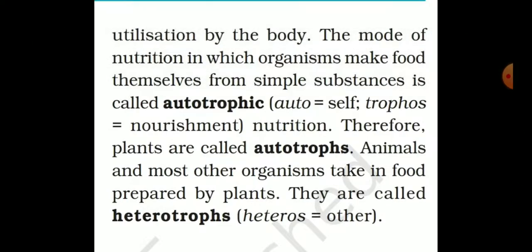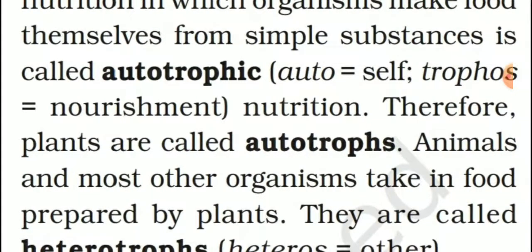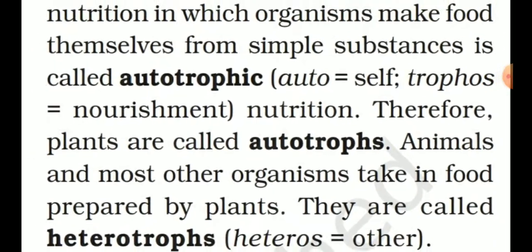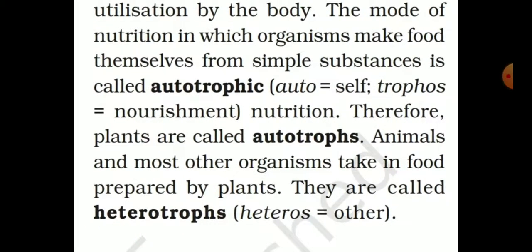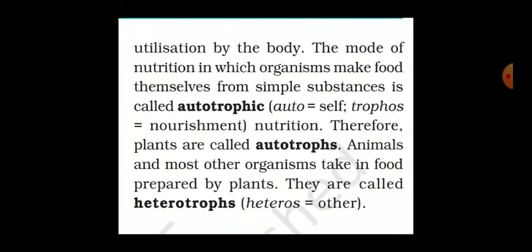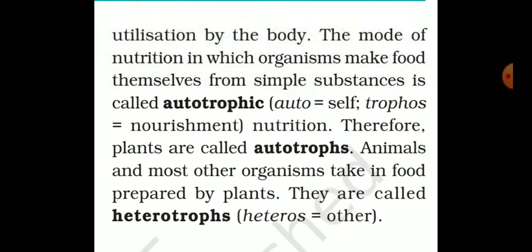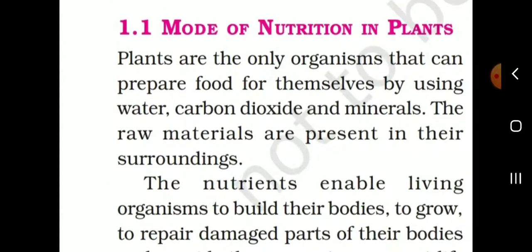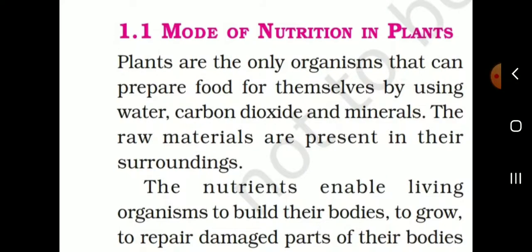What is the main difference between autotrophs and heterotrophs? Auto means self. Hetero means other. That is the main difference between autotrophic and heterotrophic nutrition. Are you clear, students? Okay, next. Mode of nutrition in plants.